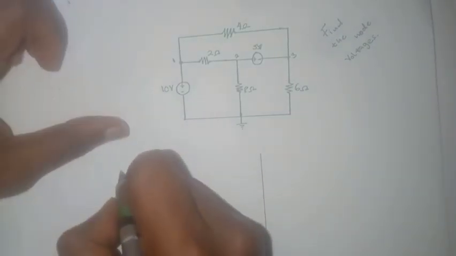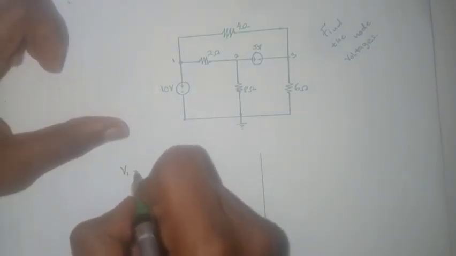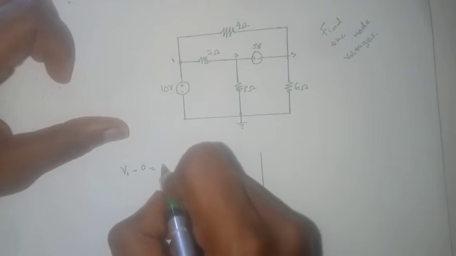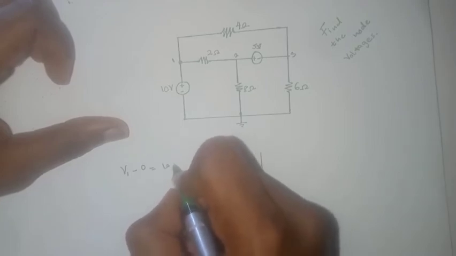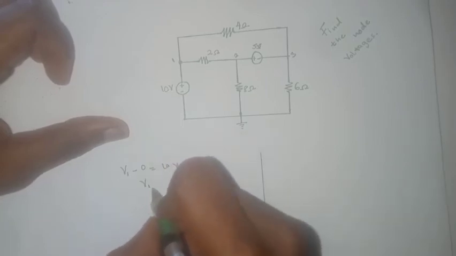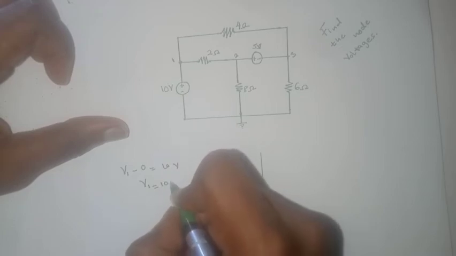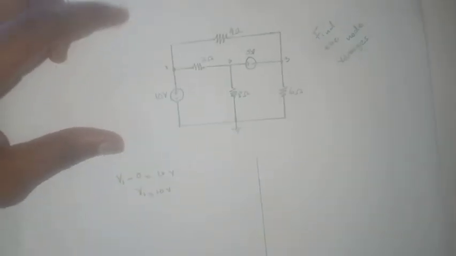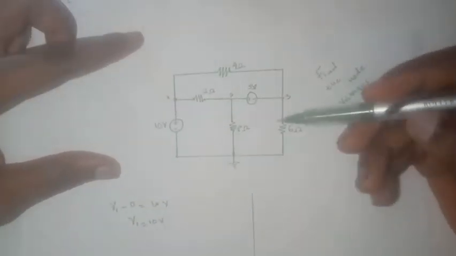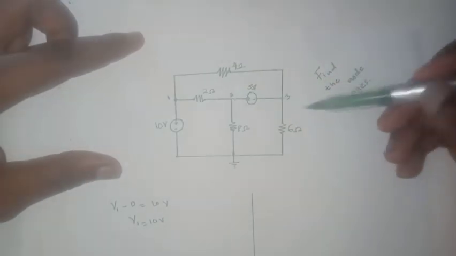So V1 minus 0 equals 10 volts. That's V1 equals 10 volts. That was easy. Then we move on to node 2 and 3.